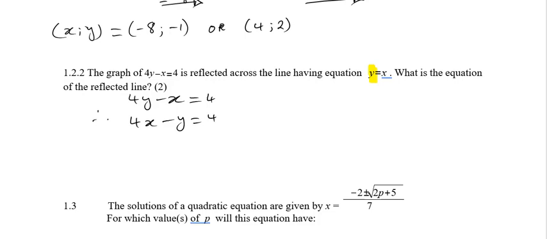Then let me make y the subject of the formula. Let me transpose negative y to the right hand side, so y equals 4x on the left hand side, and transpose the 4 to the left, equals minus 4. And done.